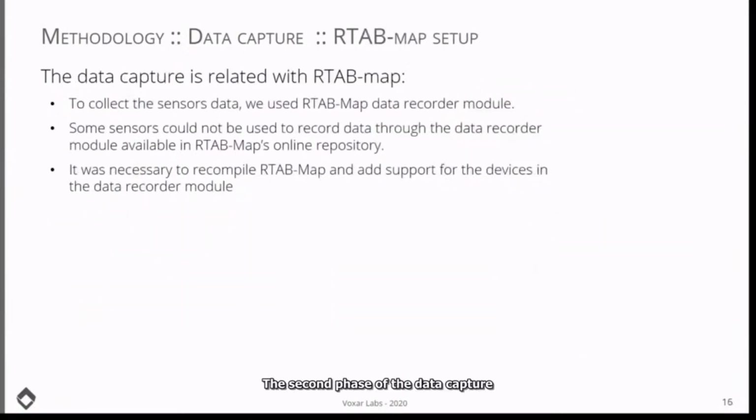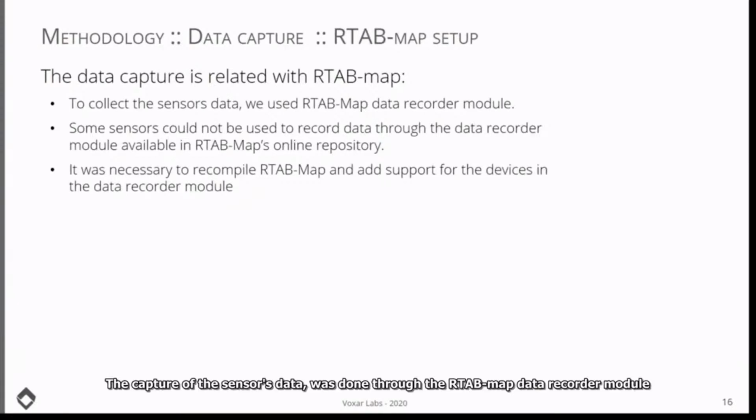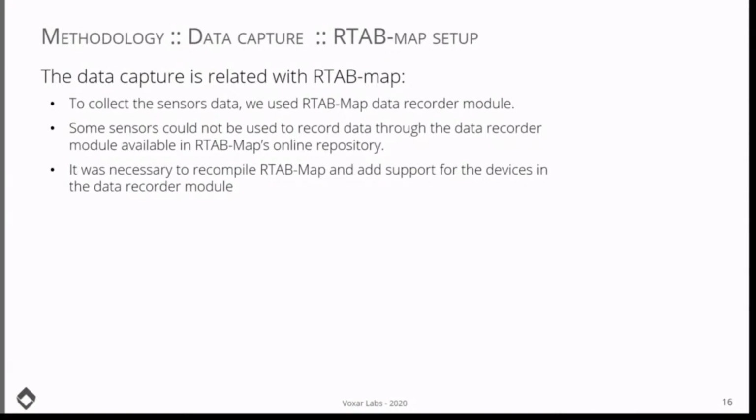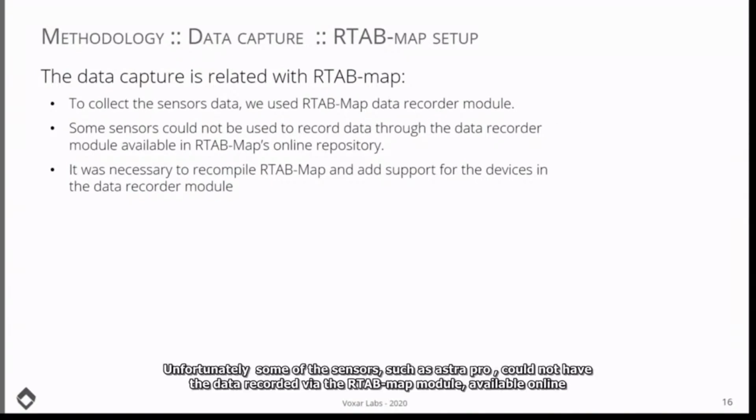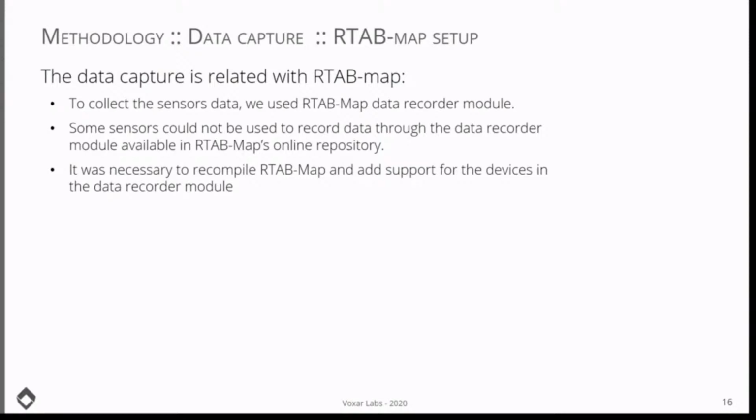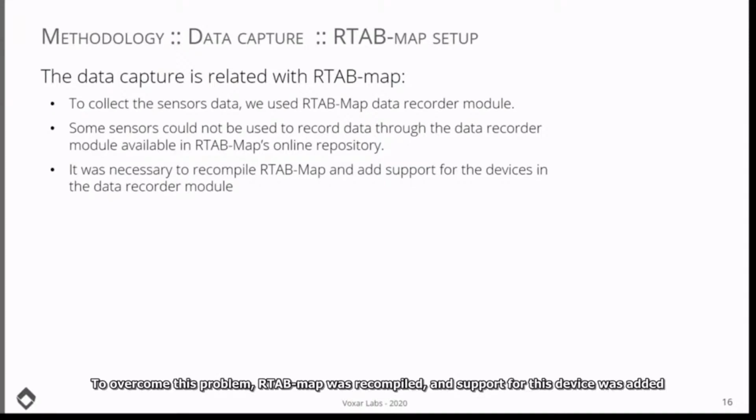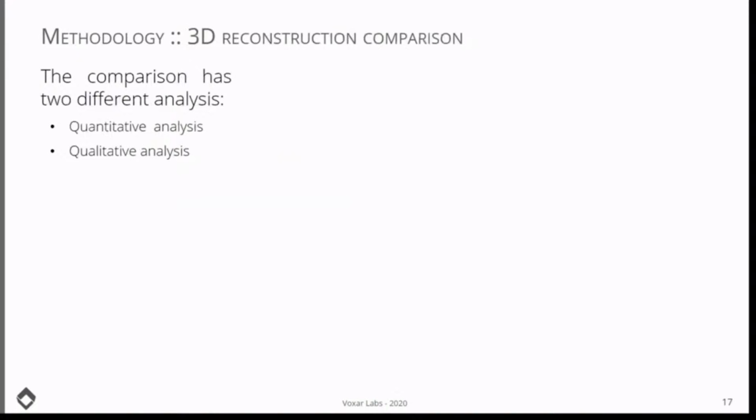The second phase of the data capture is related to the setup of the real-time map. The capture of the sensor's data was done through the real-time map data recorder module. Unfortunately, some of the sensors, such as Astra Pro, could not have the data recorded via the real-time map module available online. To overcome this problem, real-time map was recompiled and support for the device was added.